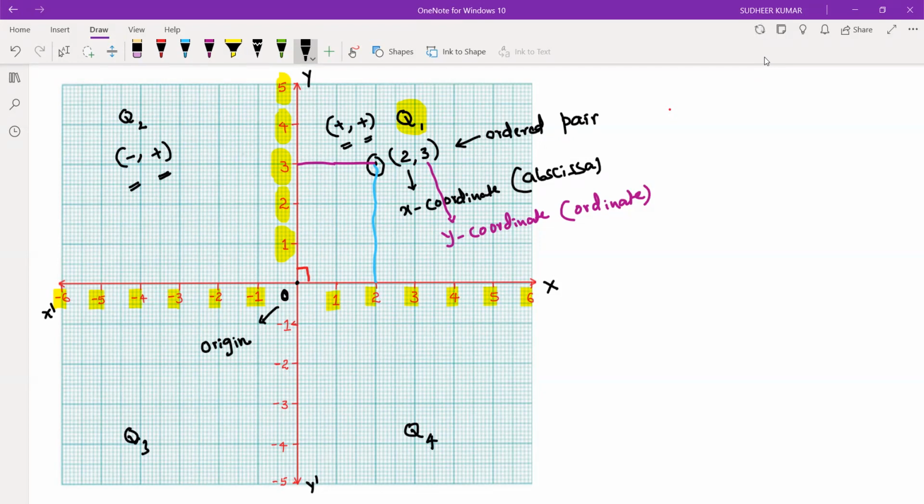In the same way, in the third quadrant, both are negative. The x coordinate is negative as well as the y coordinate. When it comes to the fourth quadrant, x values all are positive. So this is positive. Similarly, y values are negative. So this is negative.